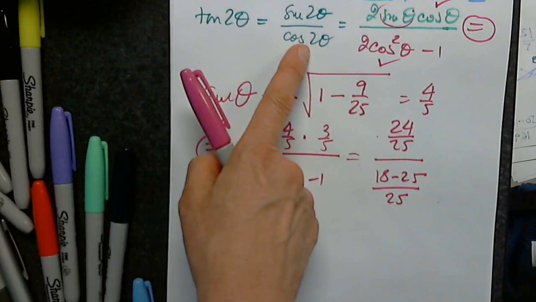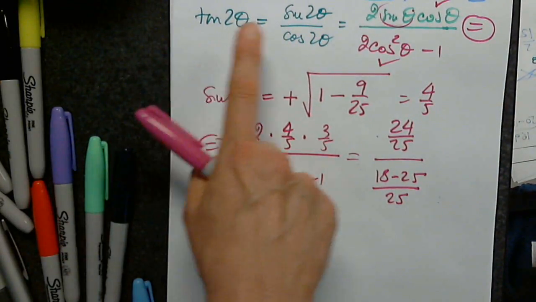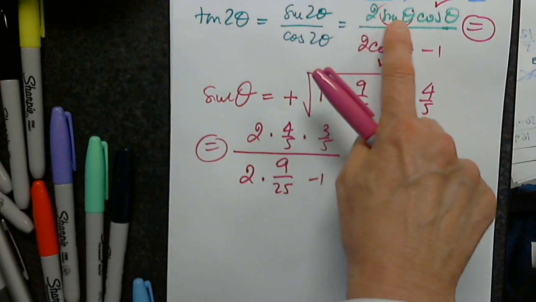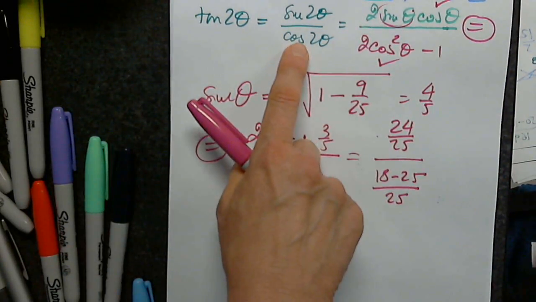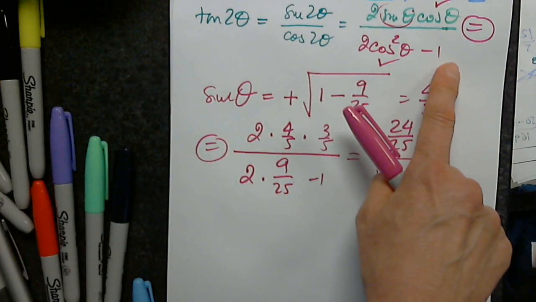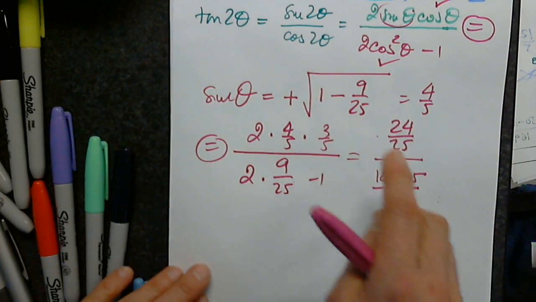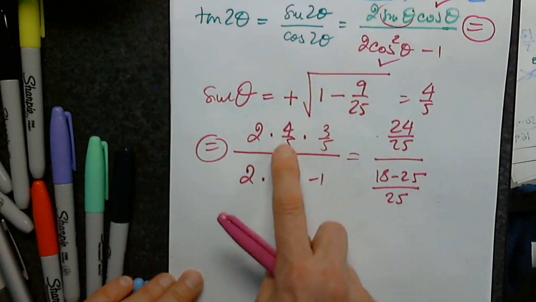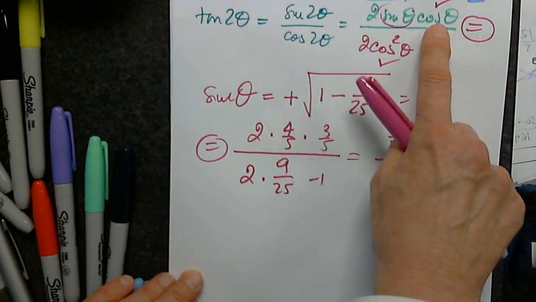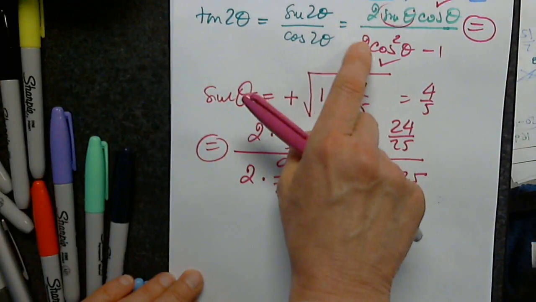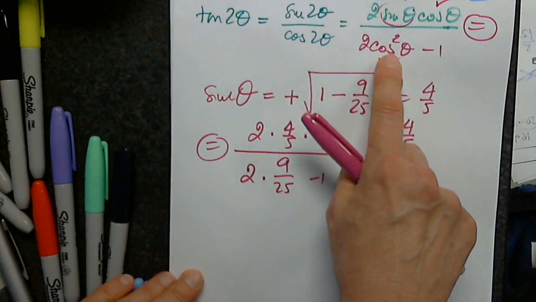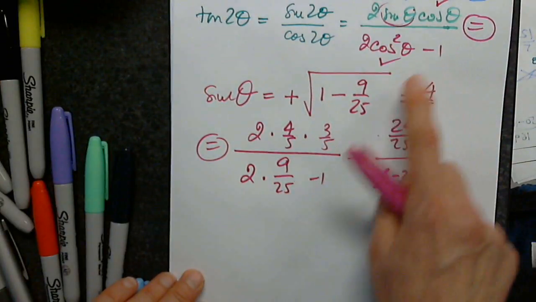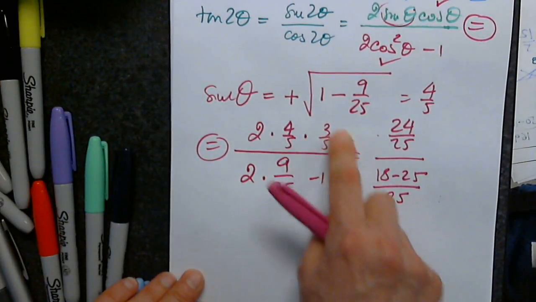Let's go back and make sure we understand this. So tangent twice theta is sine over cosine of twice theta. I replace this by 2 sine theta cosine theta. I replace this by 2 cosine squared minus 1. That's okay. I'll rather review. So I copied the 2. Instead of sine theta, I copied 4/5. Instead of cosine, I put 3/5. Then the denominator is 2. I have this, which is 3/5 squared, which is 9 over 25. And I copy -1. Are we in agreement here?